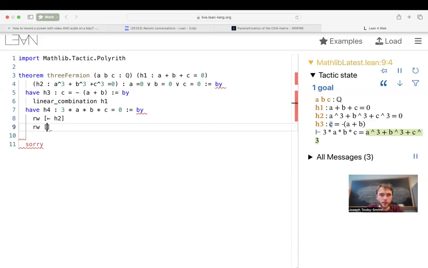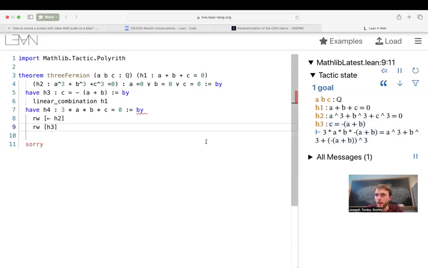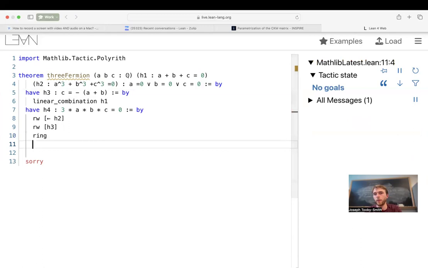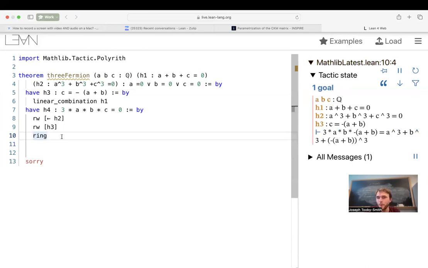And then we have this equation here for C. So we can rewrite H3, which will rewrite C in our goal with minus A plus B. And then really the thing that we have to prove is this here, but this is just a problem in ring theory. So we can just write ring and then that will solve it for us, which is very useful because you don't have to worry about, you know, expanding and stuff. Lean does that for you.